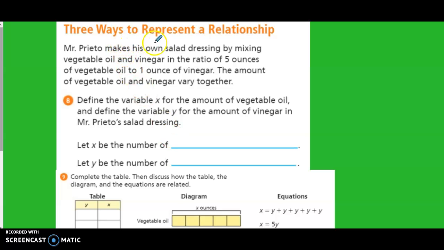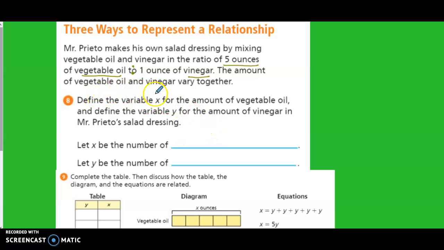Mr. Prado makes his own salad dressing by mixing vegetable oil and vinegar in a ratio of 5 ounces of vegetable oil to every 1 ounce of vinegar. So remember the order and label. So here's the important information we need to know. This is the relationship. We have vegetable oil and vinegar forming a relationship, making salad dressing. And here is the ratio, 5 ounces of vegetable oil. Every time I have 5 ounces of that, I have 1 ounce of vinegar to mix in. If I want to keep the salad dressing tasting the same, that's the recipe I'm going to use.